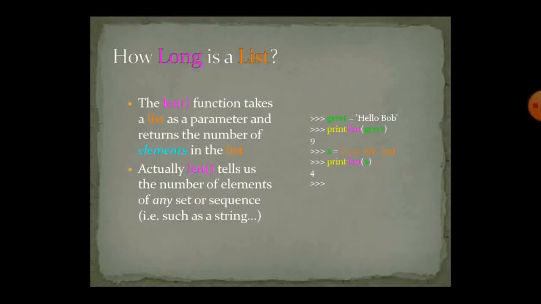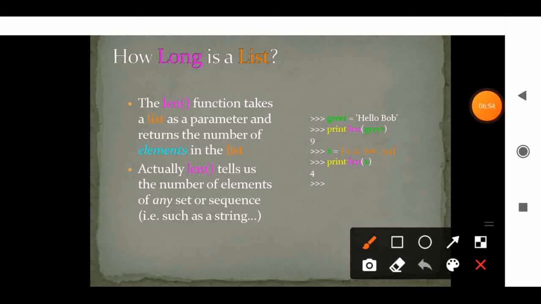The len function takes a list as a parameter and returns the number of elements in the list. It is used to find the length of the list. For example, greet equal to "hello pop", print length of greet. The len function takes a list as an argument. So what is that value, the length?